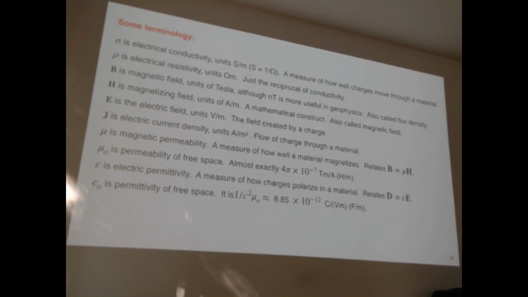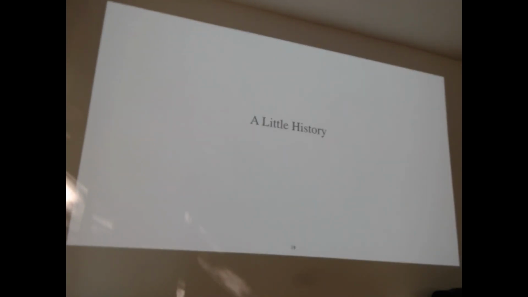And do interrupt. If I run out of time, it's my problem. So if you don't understand something or you want to say something, do chime up. Okay. So that's just setting the stage.